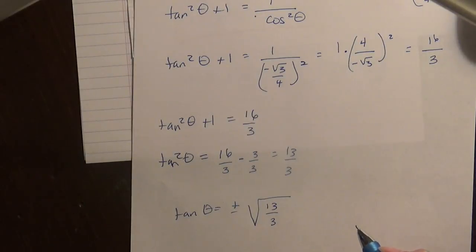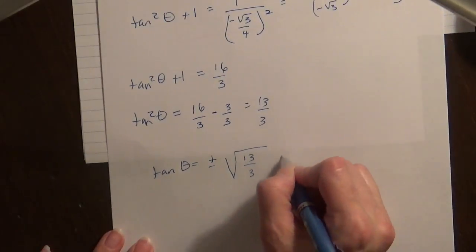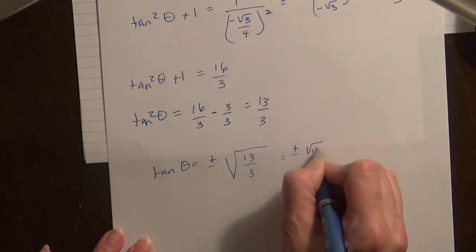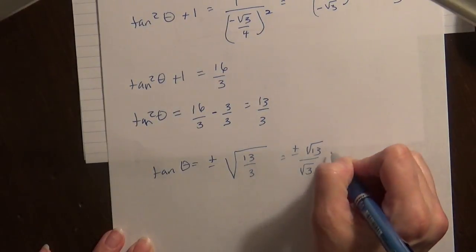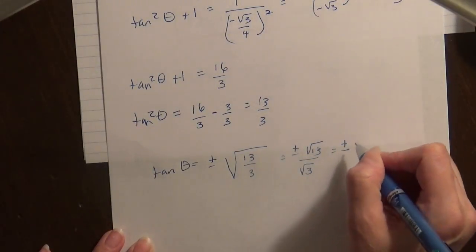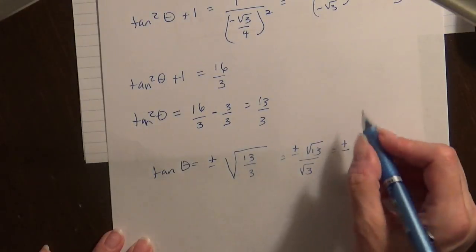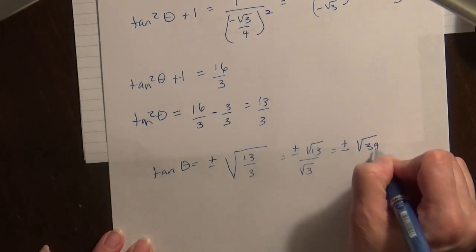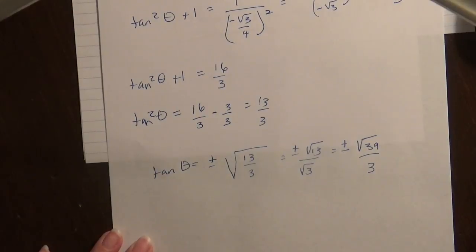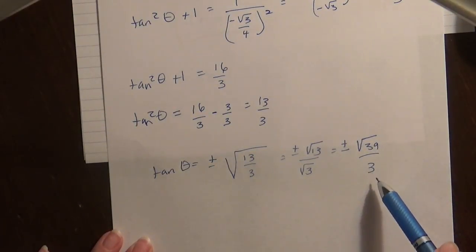I do have to rationalize, so that's going to be plus or minus the square root of 13 over the square root of 3. Multiply by square root 3 over square root 3, and that's going to be square root 39 over 3. So we got tan theta equals plus or minus the square root of 39 over 3.